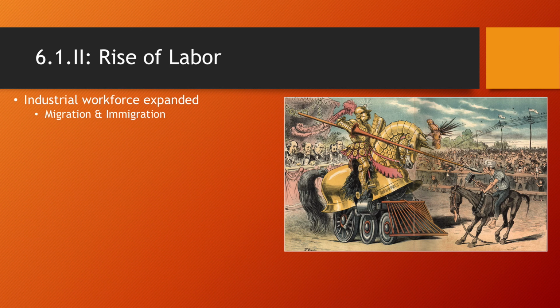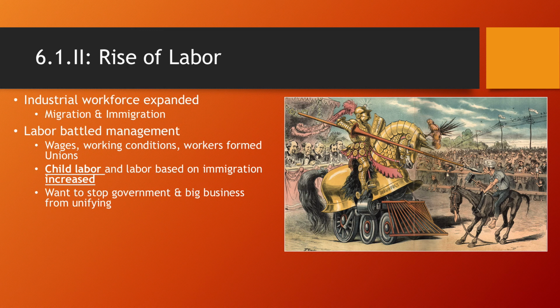As the industrial workforce is expanding at this time period, we have internal migration. People are leaving east and going west. People are also leaving the rural sections of America and heading into the big cities where all the factories are. Plus, we have a new wave of immigration coming from mostly southern and eastern Europe and also parts of Asia.